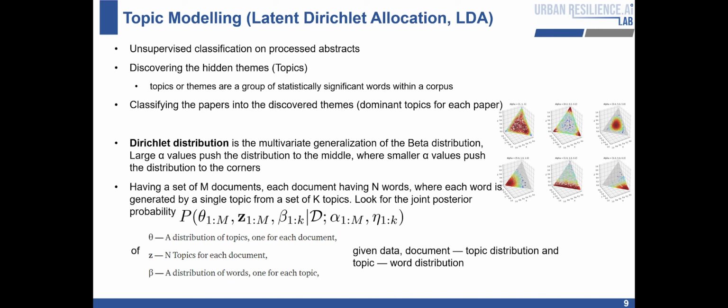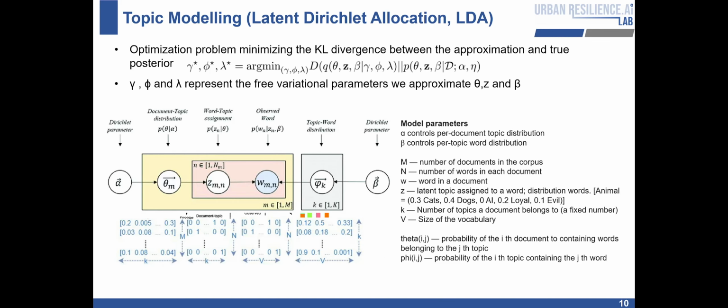distribution. Theta is the distribution over topics, one for each document. Z is the collection of topics of each document, and beta is the distribution of words, one for each topic. Before diving into the details, let's get a few things across, like notation and definitions. The model parameters: alpha controls the per document topic distribution, beta controls the per topic word distribution.